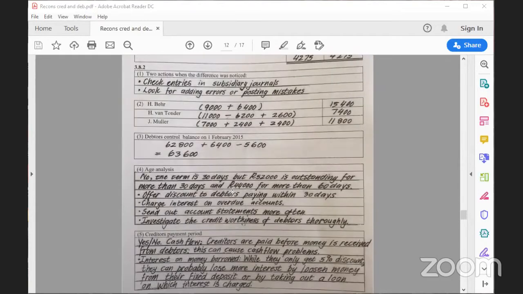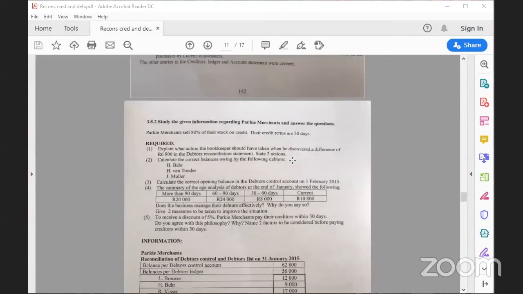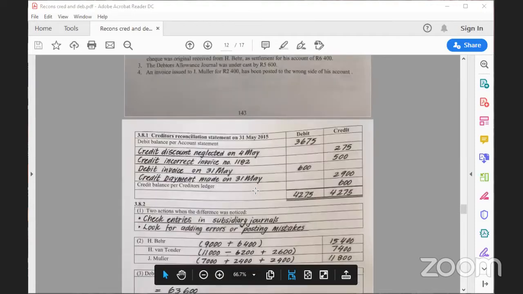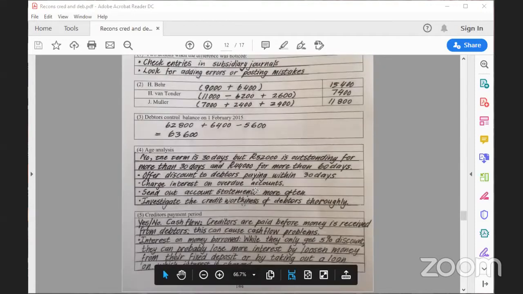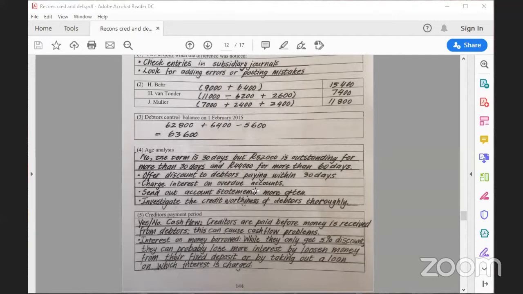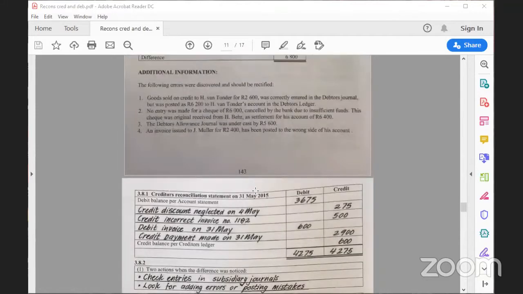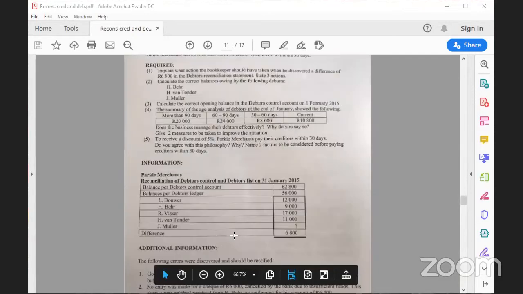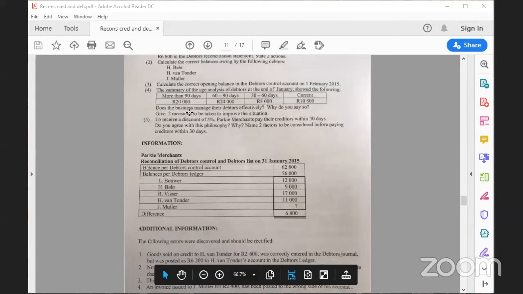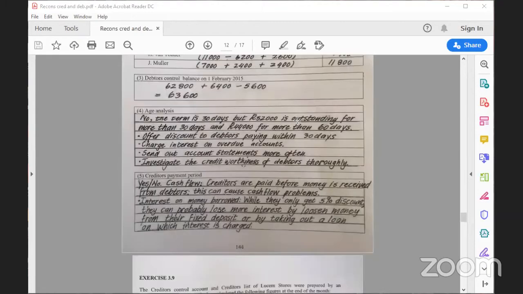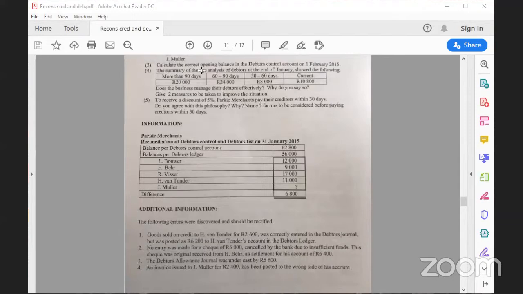No, the terms is 30 days. So here we say 30 days are credit terms, right? And have a look at how much is outstanding. So please always bring in your credit terms. In a debtors and a creditors question, always refer to your credit terms. That's very important. No, the terms is 30 days, but 52,000 Rand is outstanding for more than 30 days. So that's how they got it. They just added these 3 together. And 44,000 Rand more than 60 days. So they just added these 2 together.